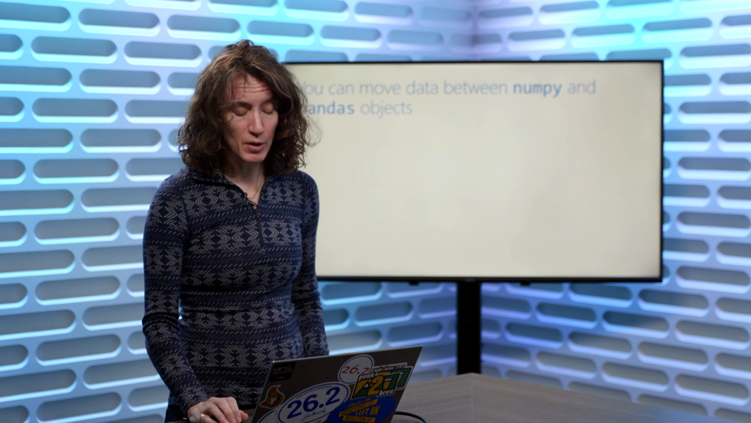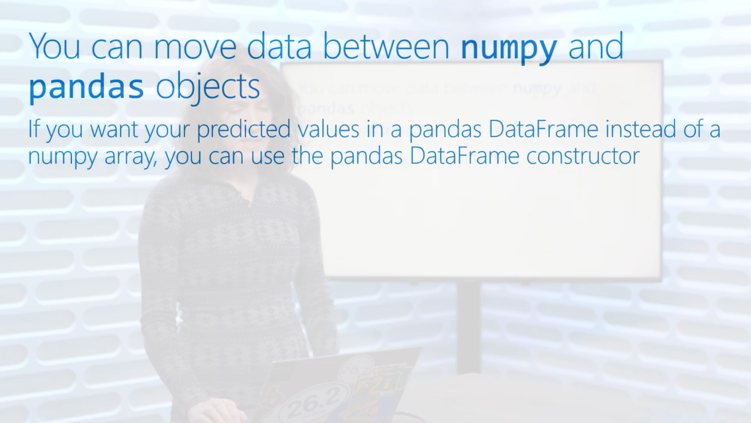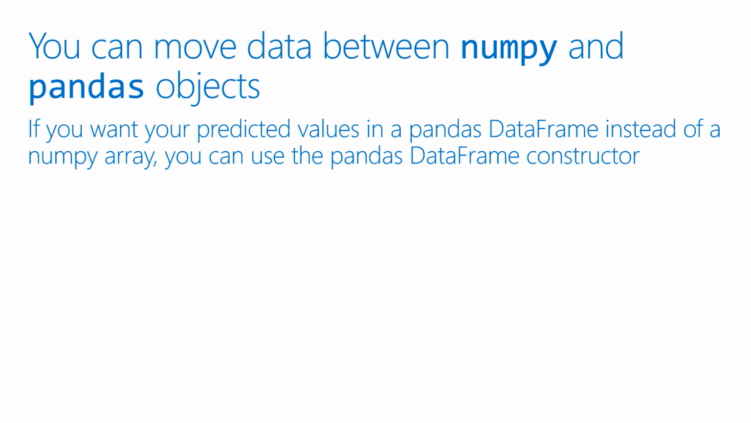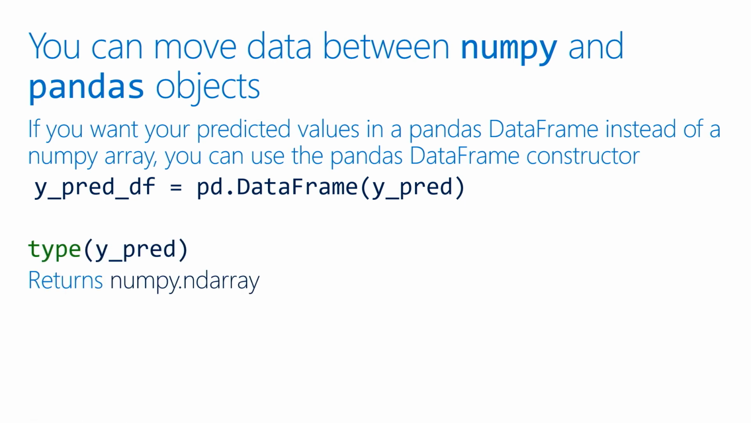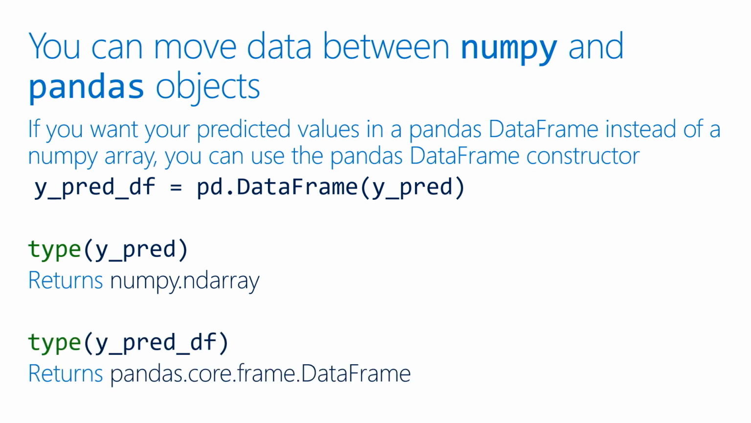I'll give you one example here. If I wanted my predicted values to be in a pandas data frame instead of a NumPy array, all I have to do is call the DataFrame constructor and pass in the NumPy array, an object it will accept, and it will return to me a data frame containing the same values. Now you can see that ypred is still a NumPy array, but my ypred data frame is actually a data frame.